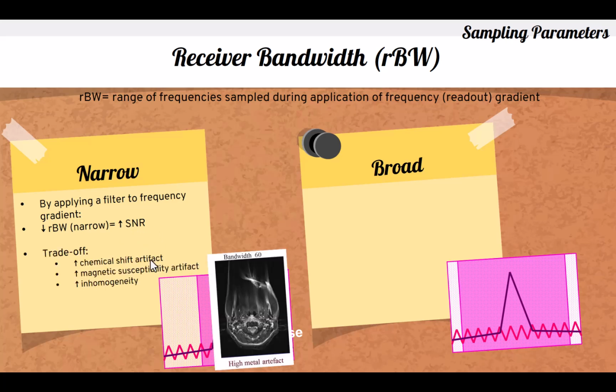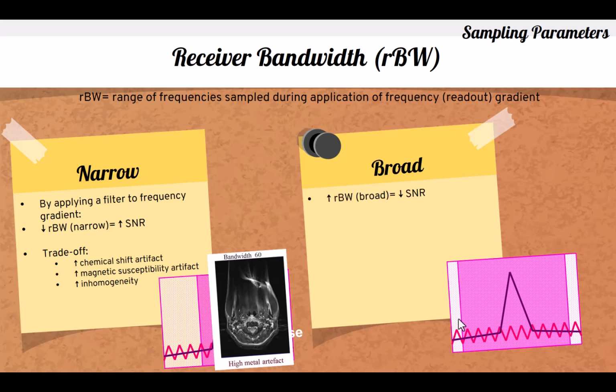The trade-off is you're going to increase your signal, which you can see here. The signal is very good in the posterior part of the C-spine, but unfortunately you're going to get more artifacts associated with this. You're going to get an increase in chemical shift, magnetic susceptibility, and inhomogeneity. And you can see that magnetic susceptibility artifact right here where you have a large amount of distortion caused by metal within the teeth.